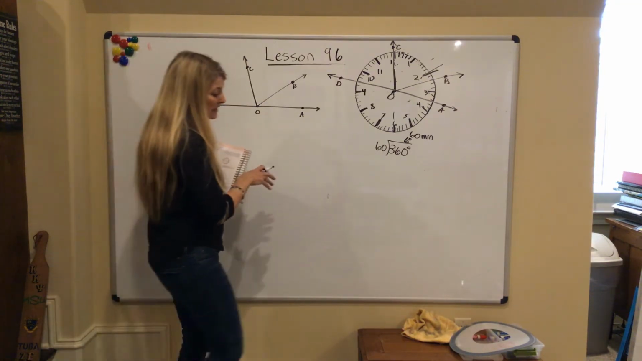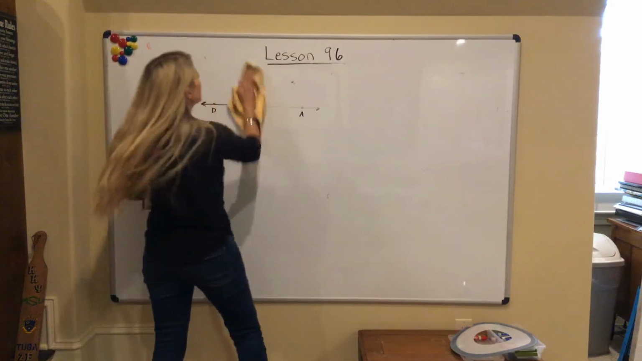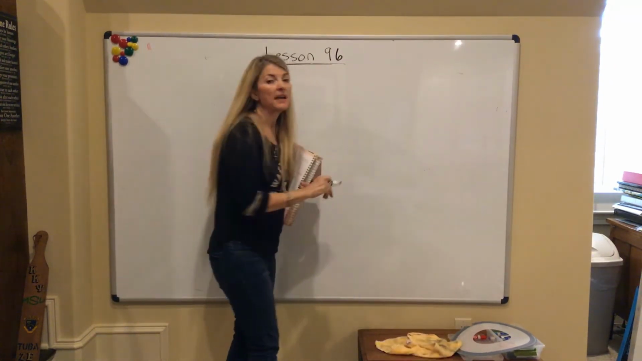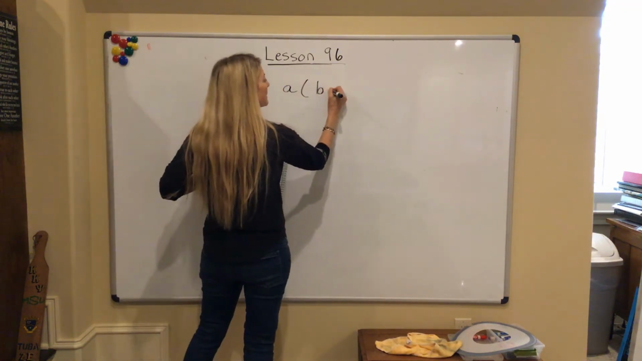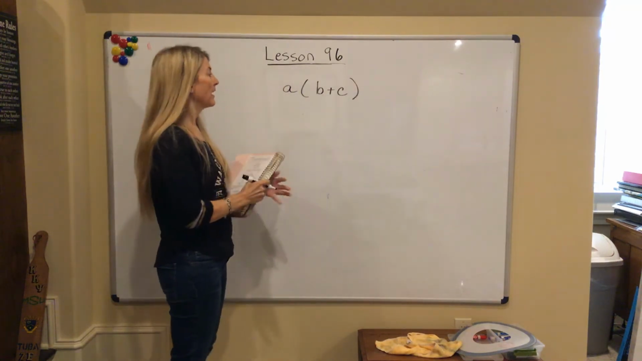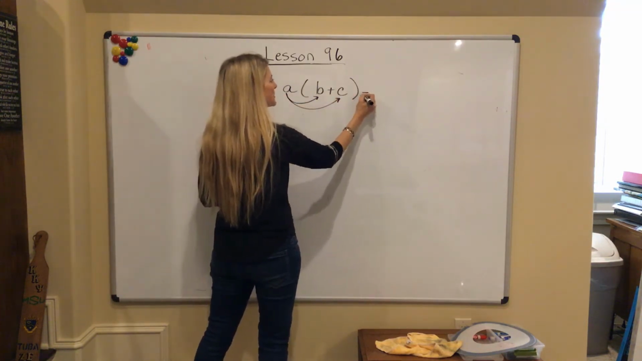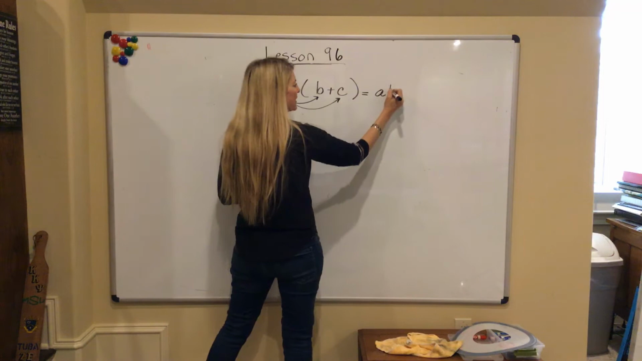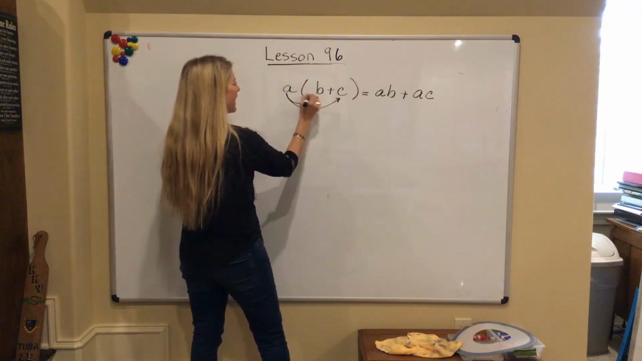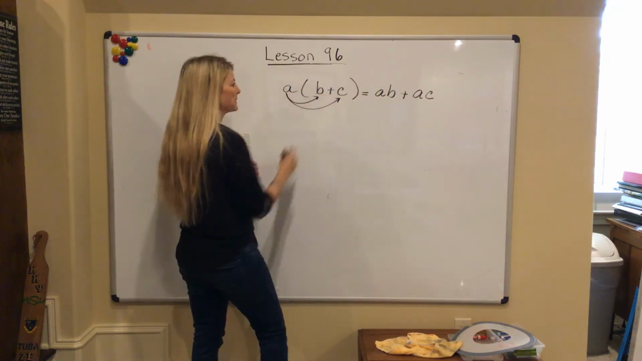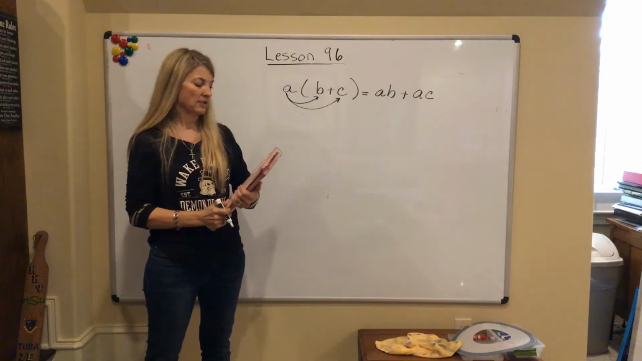All right, the last concept in this lesson is the distributive property, which you've done before using numbers, but now we're going to do it using algebraic terms. If I have A times the quantity B plus C, I can distribute the A across both of these terms. What I get is A times B plus A times C. It's frequently used in algebra to simplify expressions and to solve.